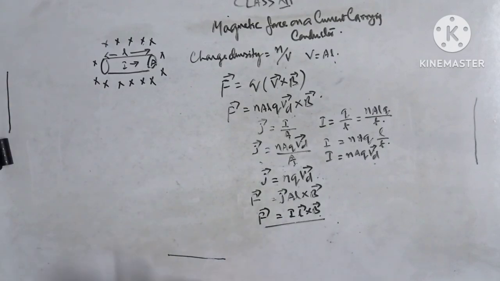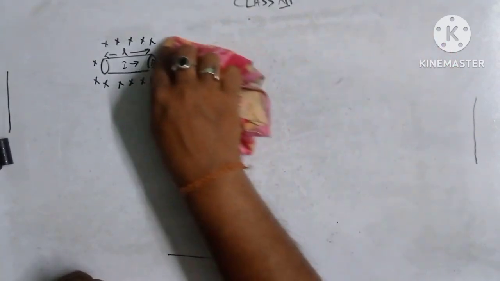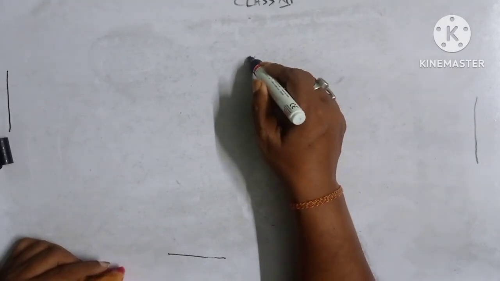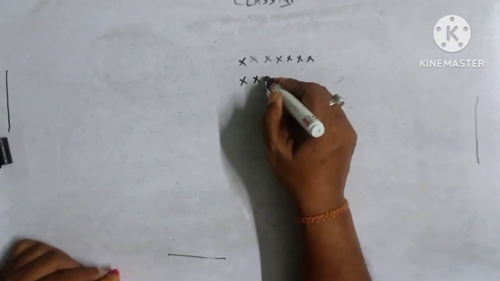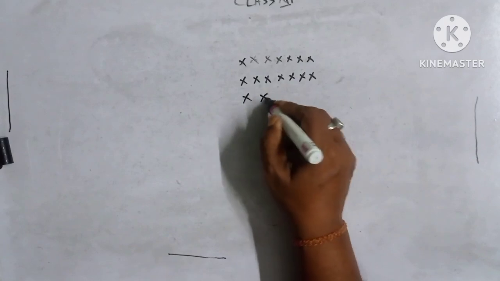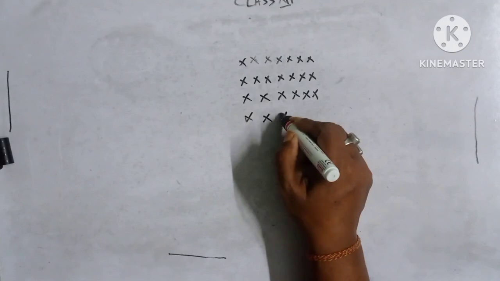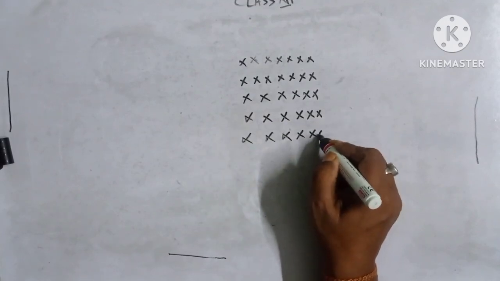Now my next topic will be a charge moving in a magnetic field, where the velocity of the charge is perpendicular to the magnetic field. Let us take the magnetic field in the downward direction, that is, into the plane of the paper. We are considering the magnetic field into the plane of the paper.